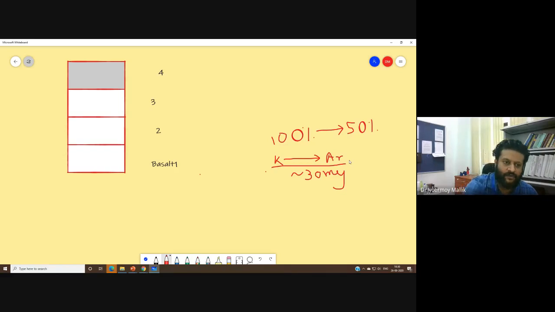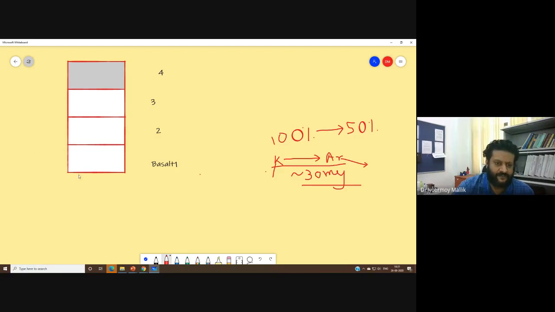So what do you do? You collect a sample of the basalt, and then you try to observe the ratio between the two. So this is what we call a parent isotope, and this is my daughter isotope. Then you try to find the ratio between the parent isotope and the daughter isotope, and then you calculate what sort of age this particular basalt has. This is, in a layman's language, how radiometric dating is done.